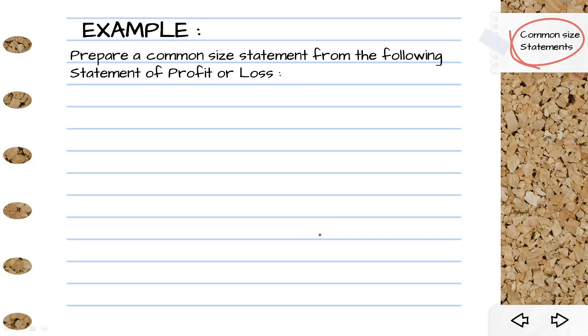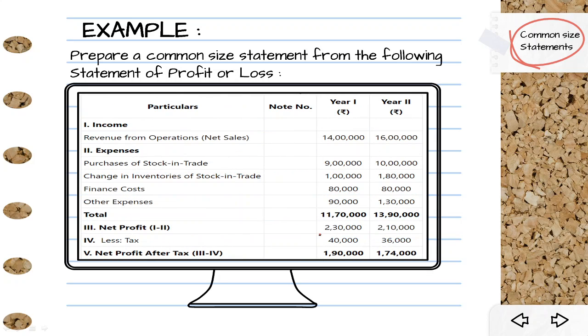Prepare a common size statement of P&L from the following statement of P&L which is given to you. So this is the question. We already have the format. Now here the items are given in proper format, unlike the previous question in the previous video where the format was not given. Now there are chances that in case of a common size statement of P&L, the format may not be given to you. You may have to put it into the proper format. So particulars is given to us and year 1 and year 2 is also given to us.